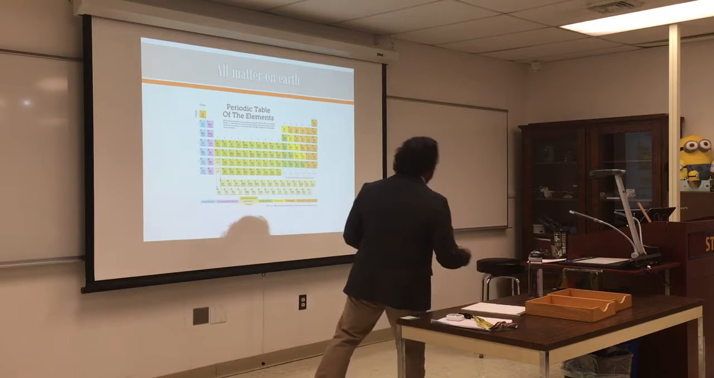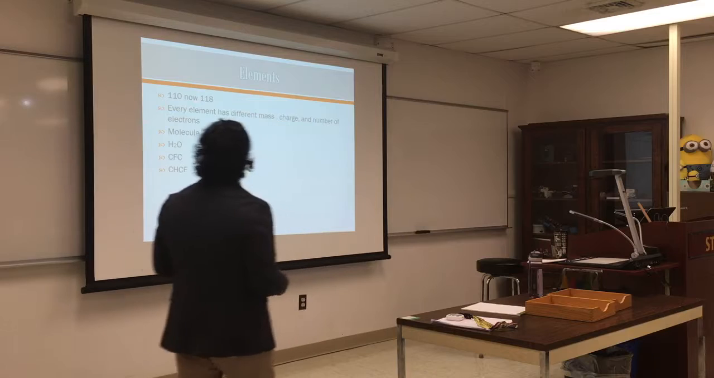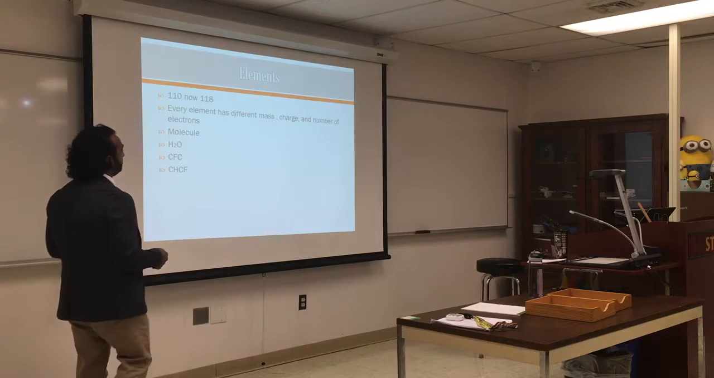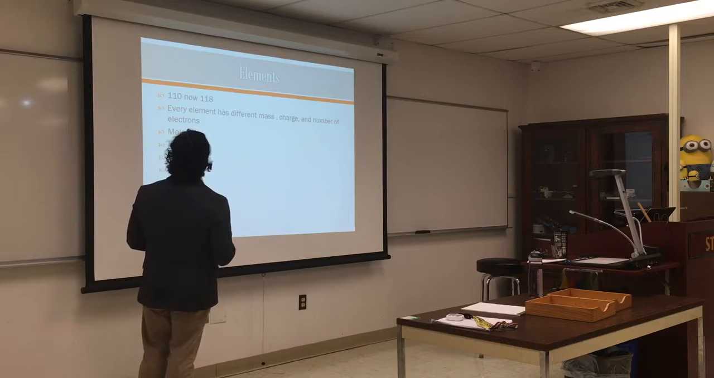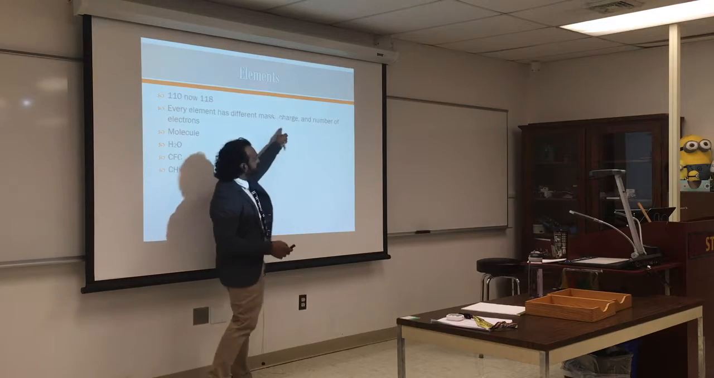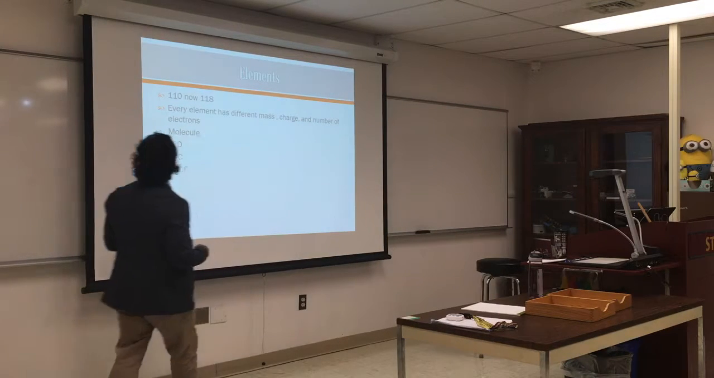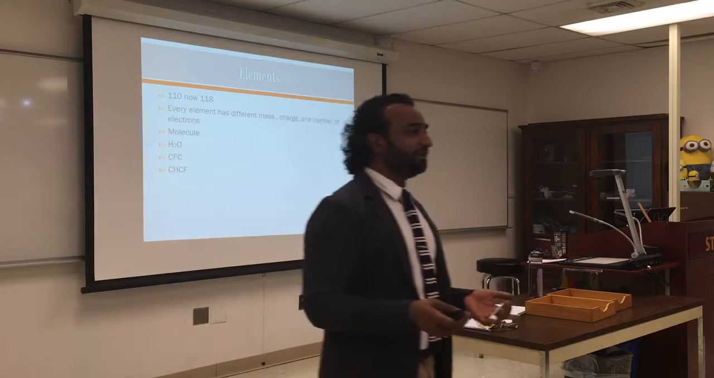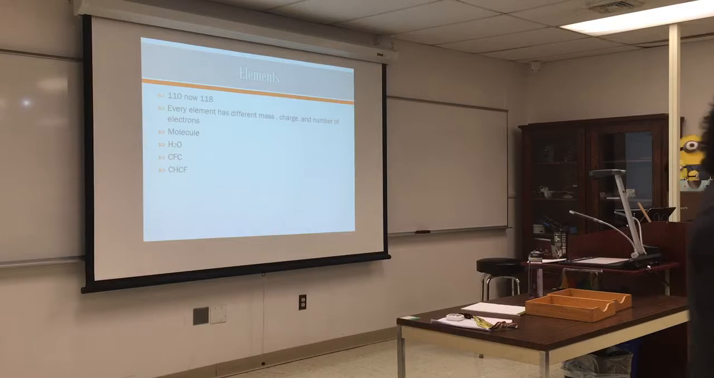So let's switch from this into the number of elements, which was 110, now 118. Every element has different mass, charge, and number of electrons. So the charge depends on the number of electrons in the last orbit. What's a molecule? Is water an atom or a molecule? Molecule. Yeah, because a molecule is more than one atom.